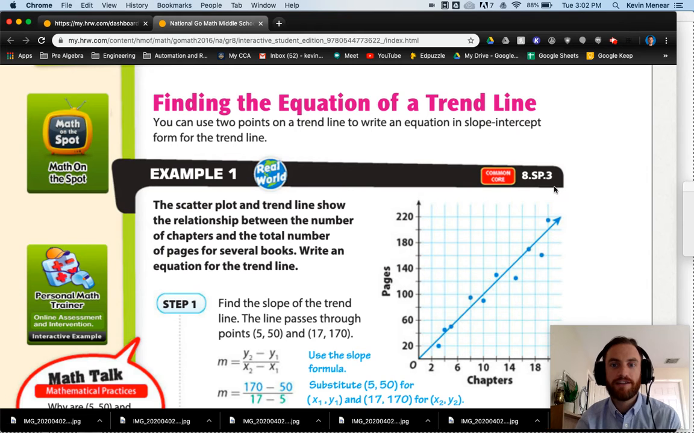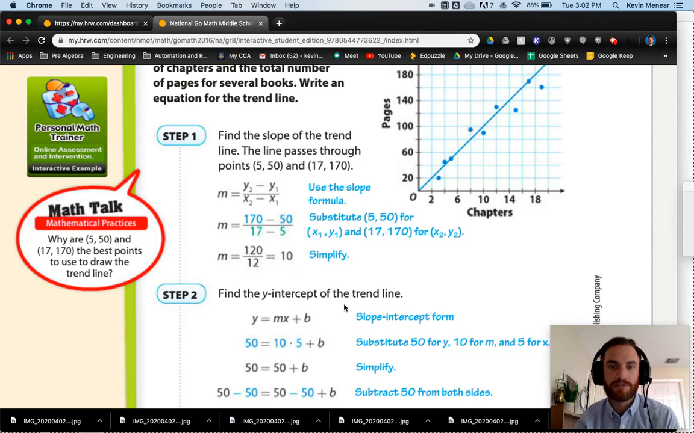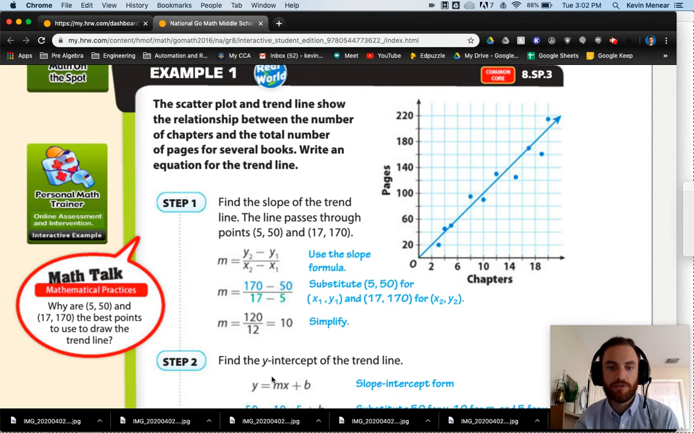Okay, so here we go. Finding the equation of a trend line. Now this works through an example, and all this is doing is it says, okay, you've got a scatter plot, you've got a trend line, and now I want to find the equation of it. And we use slope-intercept form, y equals mx plus b. The first thing that we do, if you remember, is we find the slope. So we take 2 points. They use 550 and 17,170. Okay, so I can see 550, yeah, sure, and 17,170 is right on there, and it says the line passes through these 2 points. Well, if I know that it passes through those 2 points, I can use that for x1, y1, x2, y2, plug it in, find the slope.